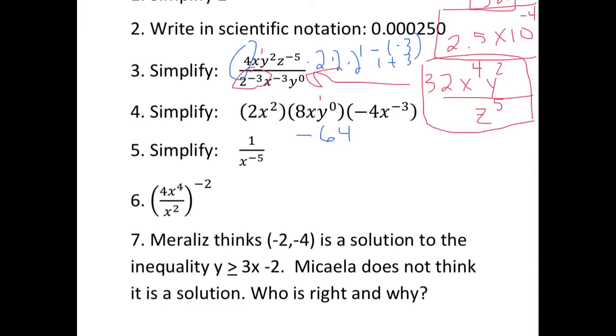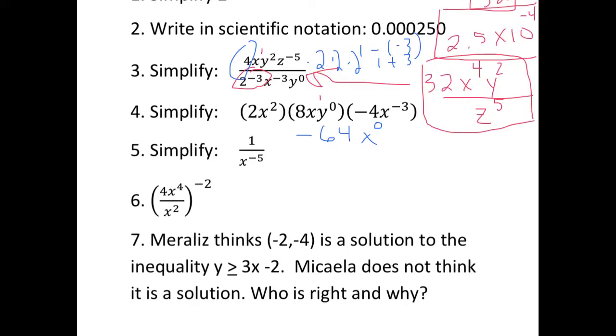Next, we have to deal with the x. And we're going to keep the base, add the exponent. So 2 plus 1, remember the imaginary 1 we added, is 3, plus negative 3, that gives you x to the 0 power, which we'll deal with at the end.